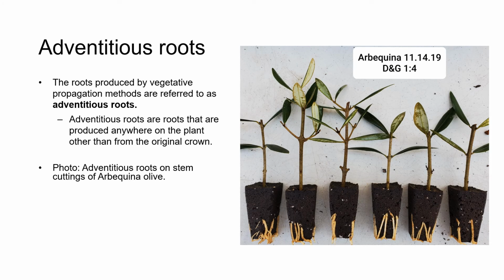Let's talk now about roots again. The roots produced by vegetative propagation methods, such as cuttings, are referred to as adventitious roots. Basically, adventitious roots are roots that are produced anywhere on the plant other than from the original crown.